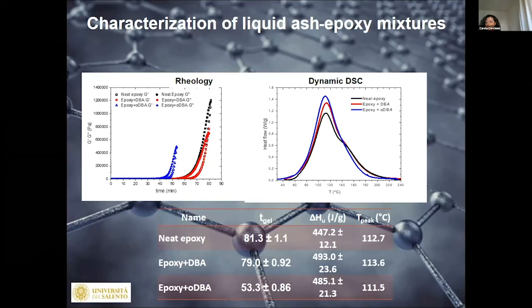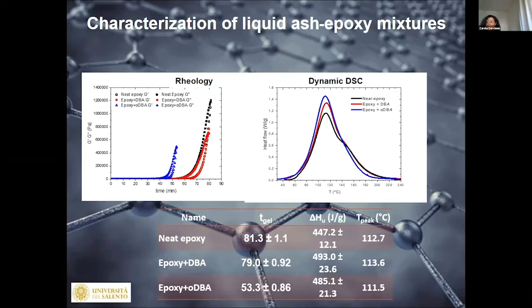So let me go very quickly to the part that now we wanted to stress in this presentation. I want to stress again that the aim now is to understand if these waste ashes are also able to act as a catalyst for the curing reaction of the same epoxy resin. So we studied the cure reaction by isothermal rheological test, as you can see in the figure on the left, and we evaluated the evolution of the storage modulus and the loss modulus of the unfilled and filled epoxy mixtures as a function of time.